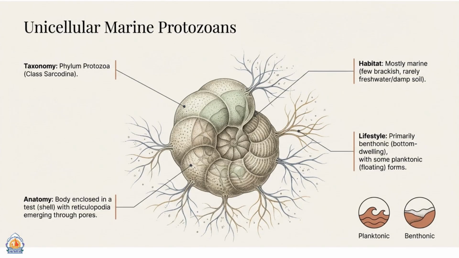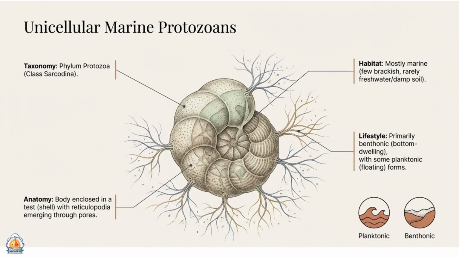And despite being microscopic, they are extremely abundant in marine sediments and play a very crucial role in understanding the Earth's geological history, ocean conditions, climatic conditions, and sedimentary environments. So let's talk about the general characteristics of Foraminifera.